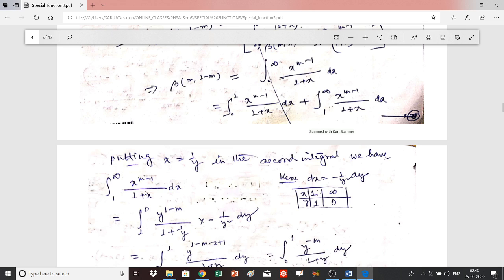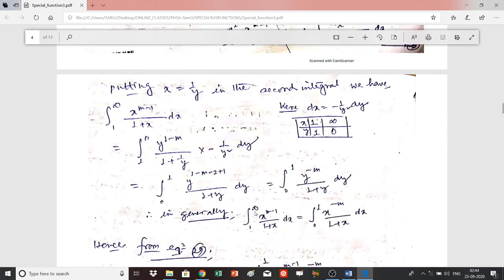And now this is here 1 plus 1 by y. That is, substitute x in terms of y here. So that will give you 1 by y, and then into minus 1 by y square. Sorry, dx will be 1 by y square dy. So 1 by y square dy.